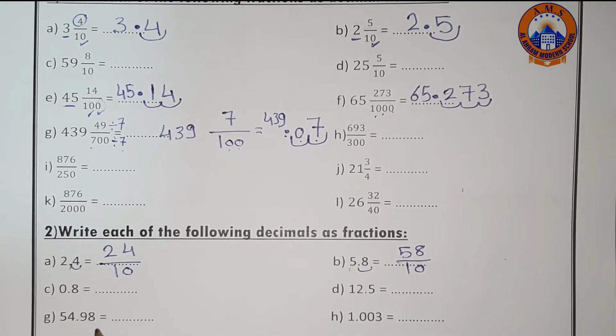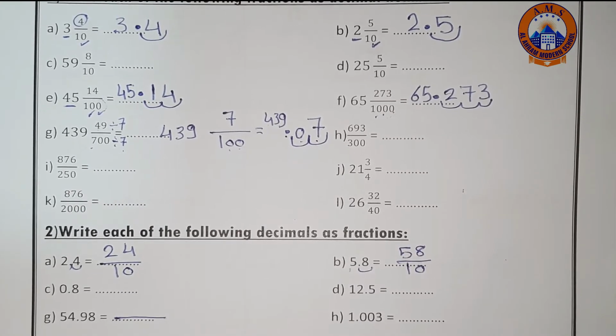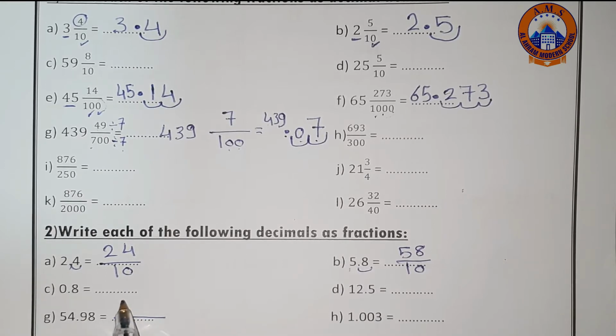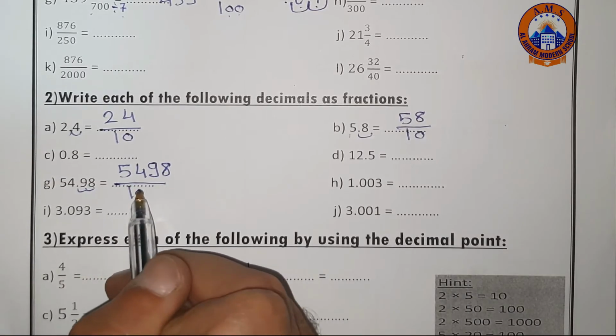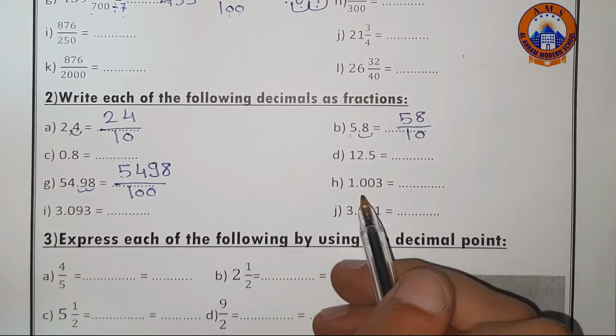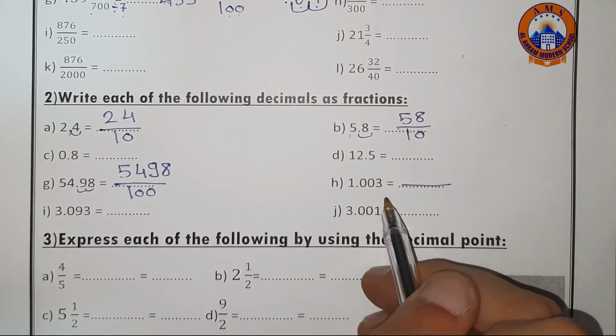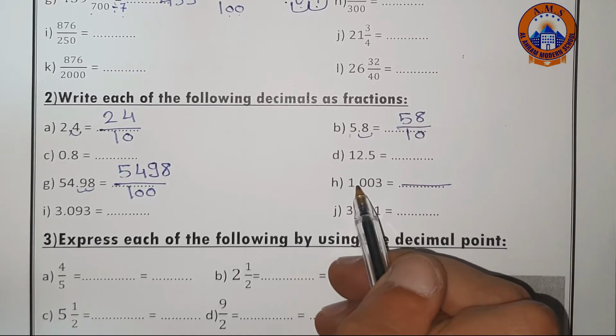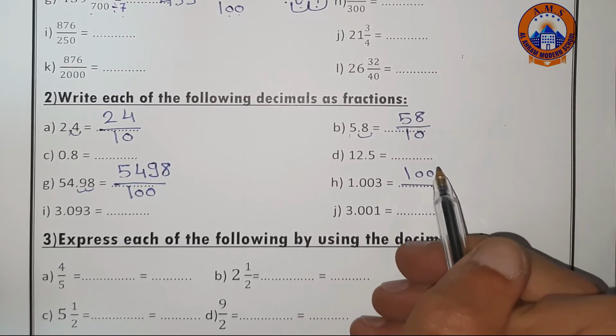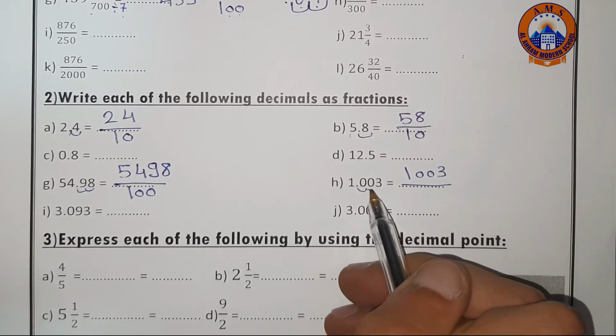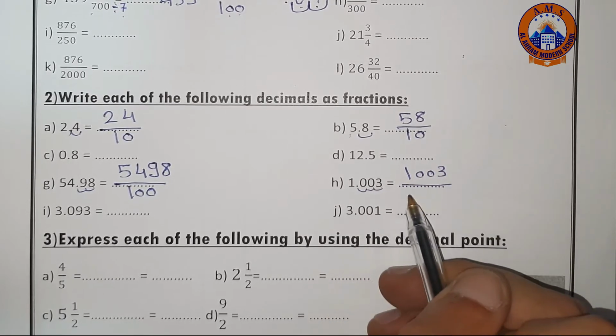In question number G, I'm gonna put a fraction. If I hide the point, it's called 5,498. And we have 2 decimal places, so it's over 100. Here, put a fraction, hide the point, it's 1003. Put 1003 up. It contains 3 places, so it's over 1000.